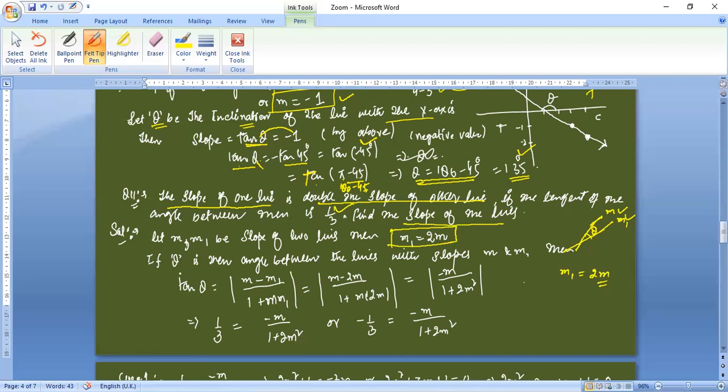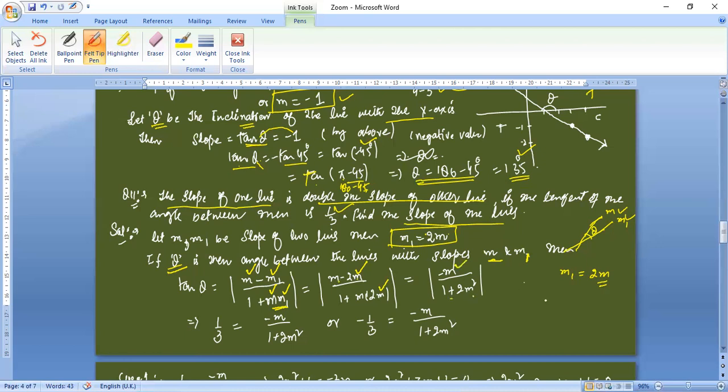Now, the angle between any two lines with given slopes m1 and m2, let theta be the angle, is given by tan theta equals the modulus of one slope minus the other slope divided by 1 plus one slope into the other slope. Here it's a product, right? But m1 is twice m2, so replace it here. So this is m minus 2m, so this is minus m divided by 1 plus 2m square, right?